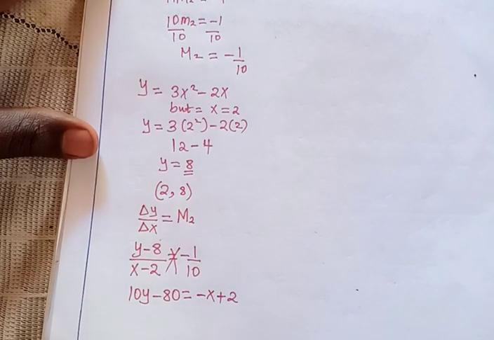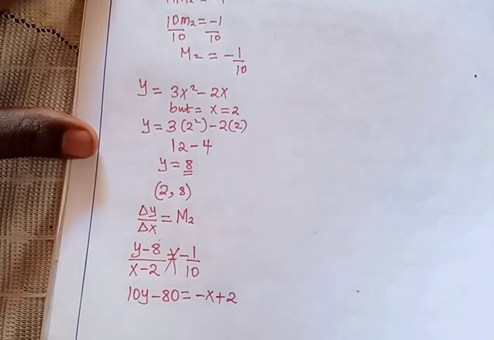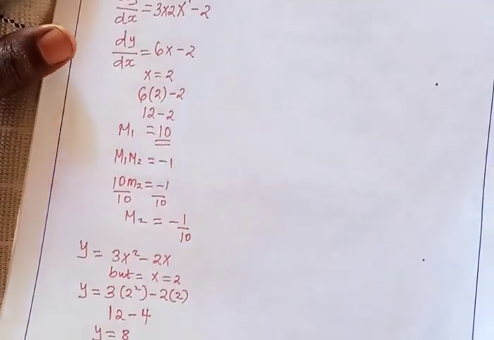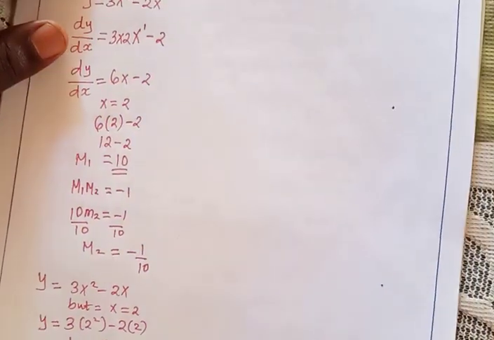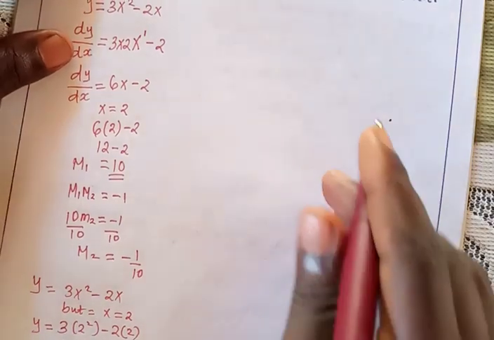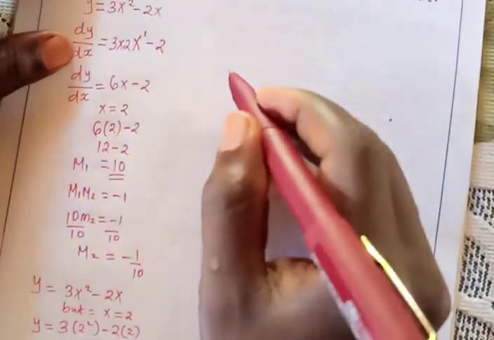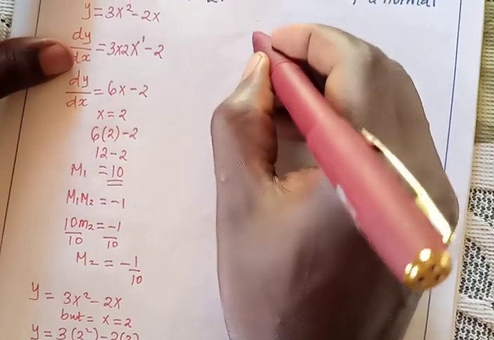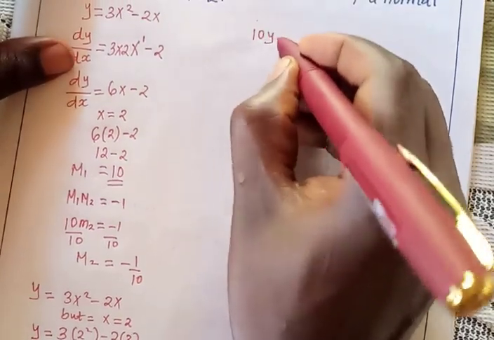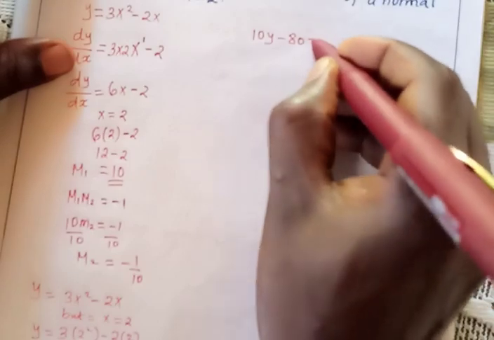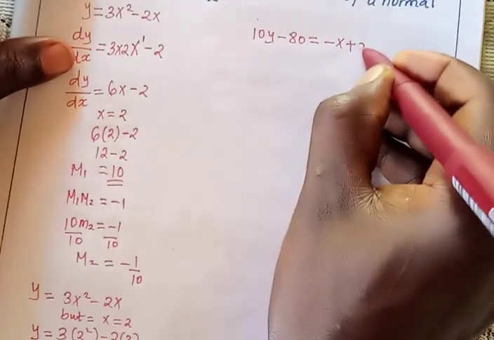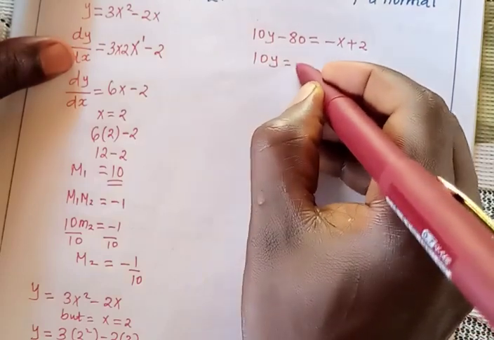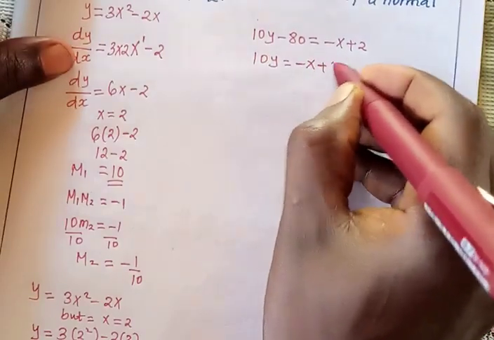Now we put like terms together. In this case, we want to put the like terms together. Let us use the other side. We are going to say that what we have is, in fact, 10y minus 80 is equals to -x plus 2. 10y is equals to -x plus 2.